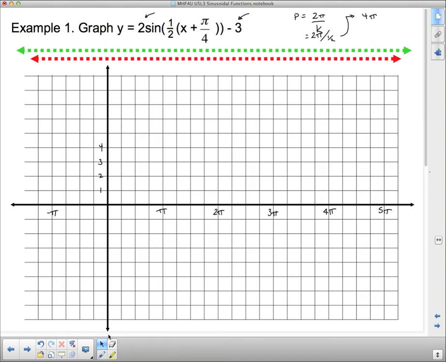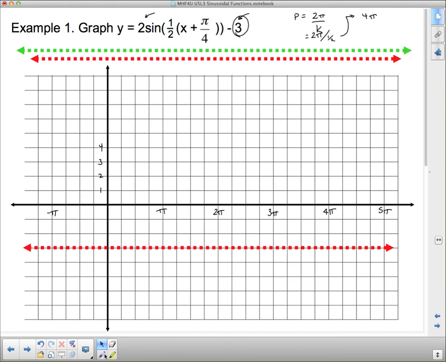Okay. So let's put on our midline now, shall we? Remember that this thing is our midline. And so I'm going to take my new midline. I'm going to take this red one. That's going to be my new midline. And I'm going to put it at negative 3. Pay careful attention to the scale you just put on there. So I'm going to bring that to negative 3.